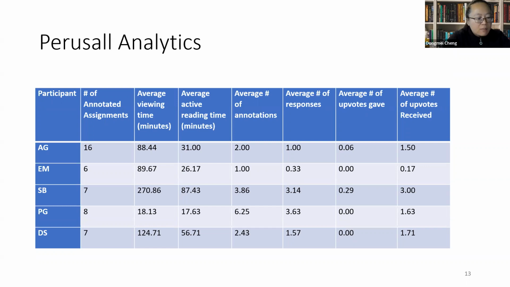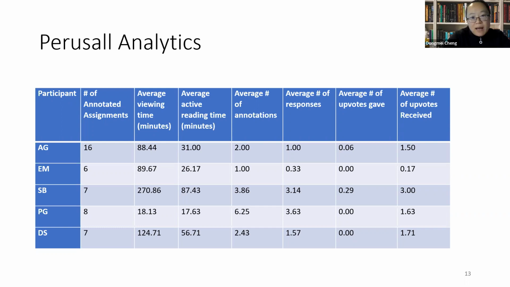If we look at the column of average active reading time in minutes, we can see that there's quite a range. For example, while one of the students, SB, spent as much as 87 minutes per assignment actively engaged in social annotations, the other student, PG, spent as little as 17.6 minutes.